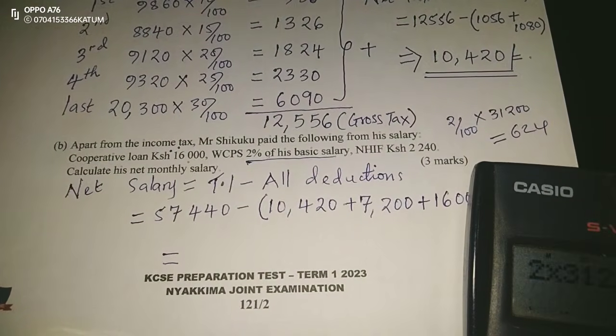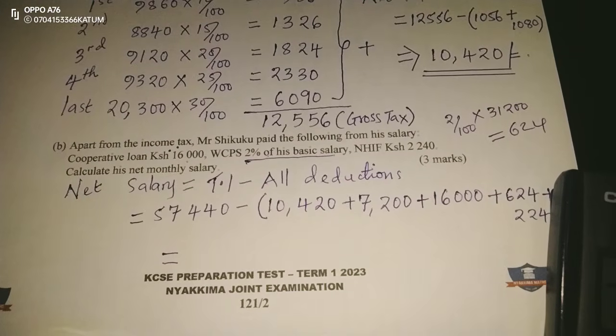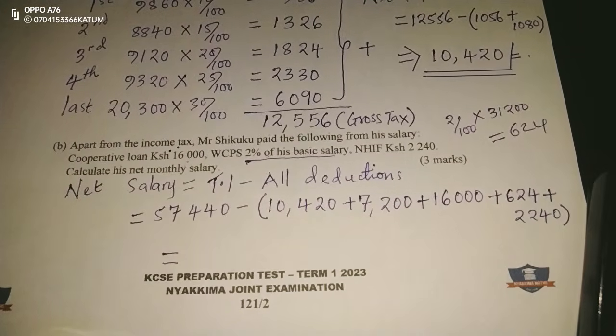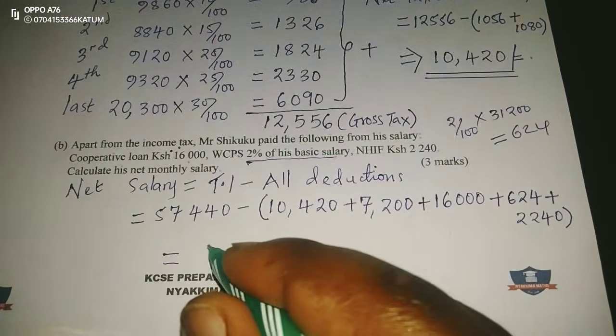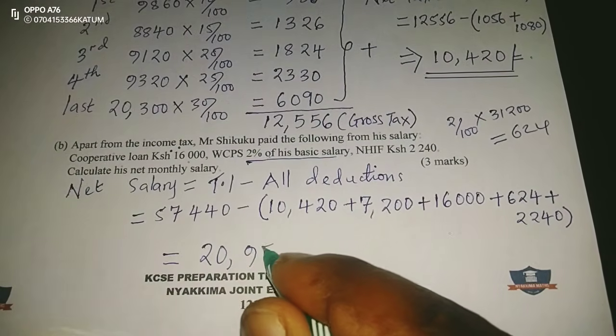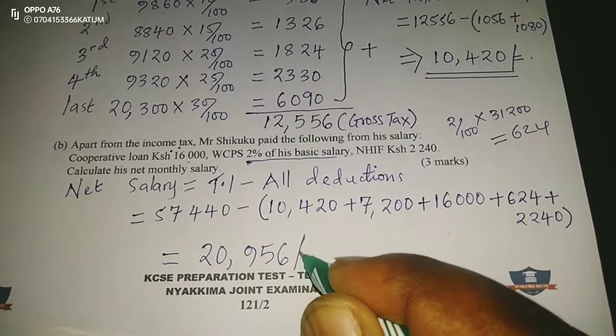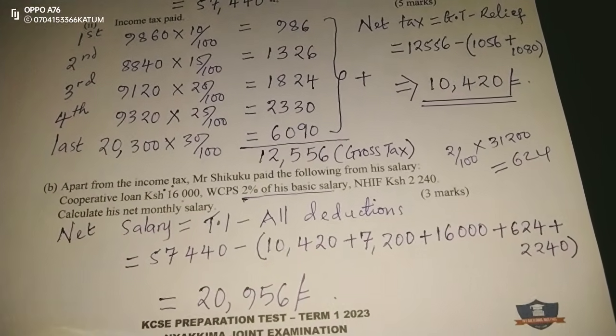We are having 57440 minus the first deduction 10,420, another one of 7,200, another one of 16,000, another one of 624, and finally 2240. So this is going to be 20,956 Kenya shillings. So this is going to be the net salary at the end of it all.